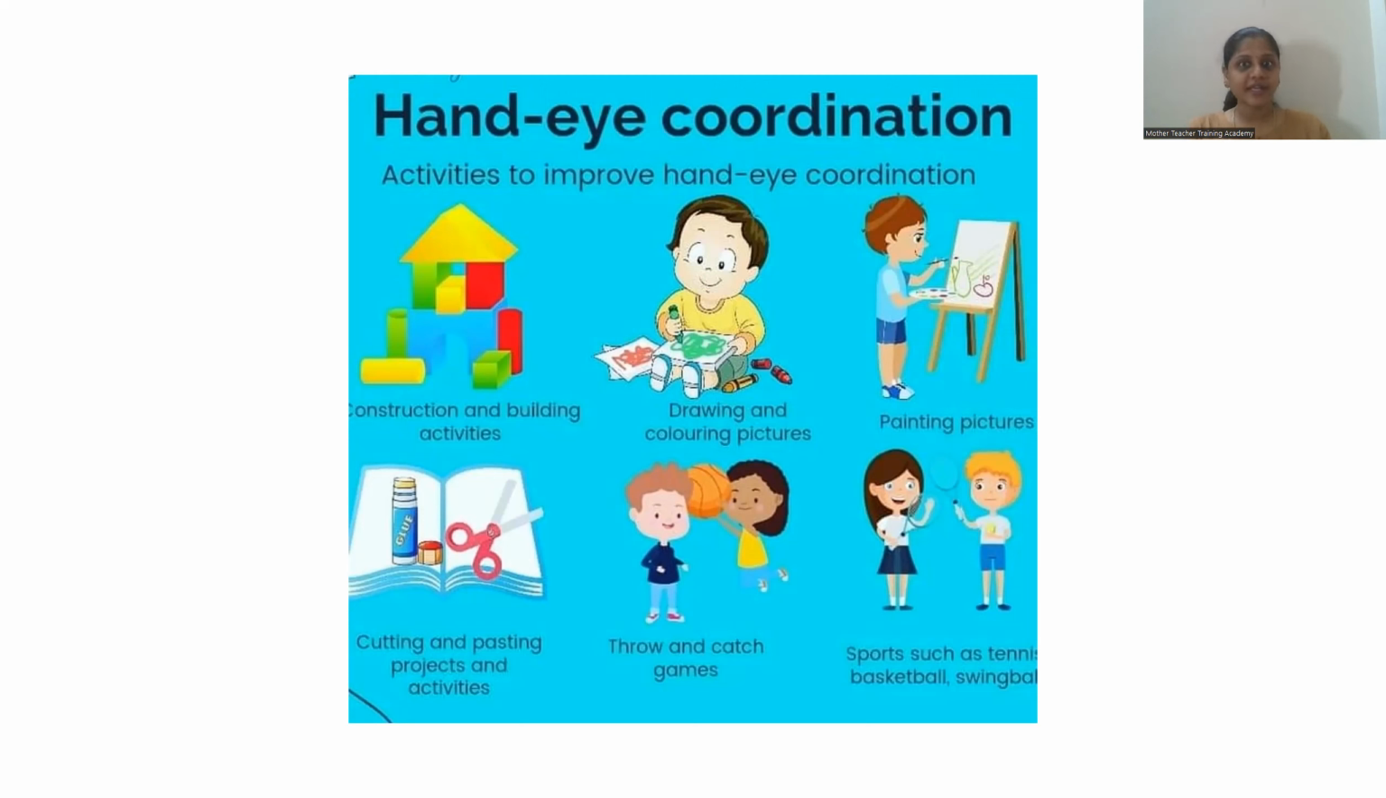And then throw and catch. They love to play with the balls. So at least play for 10 minutes per day. You throw, they catch, or they play between themselves, that is, with their friends. That also develops a lot of eye-hand coordination. And of course, to the higher levels, there are basketball, the swing ball, or football, any kind of thing which has eye and body coordination.